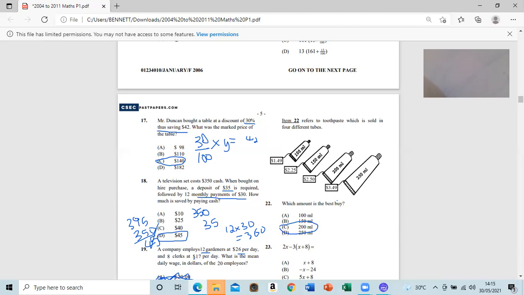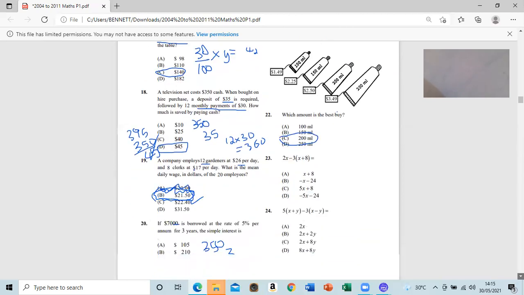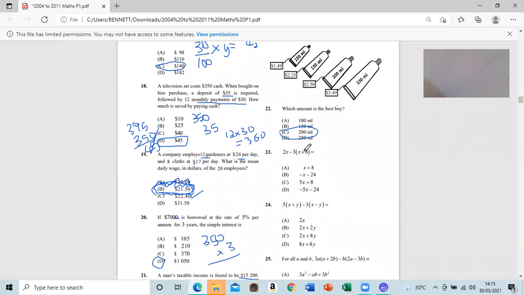All right, so 23 now. 2x minus 3x plus 8. So we expand the bracket, right? So negative 3 times that would give us negative 3x minus 24. And then we bring the 2x out here, so now it's a negative 8, yeah. That is indeed correct.